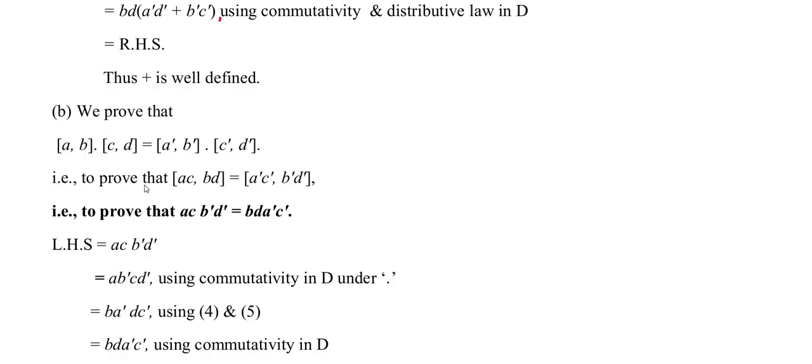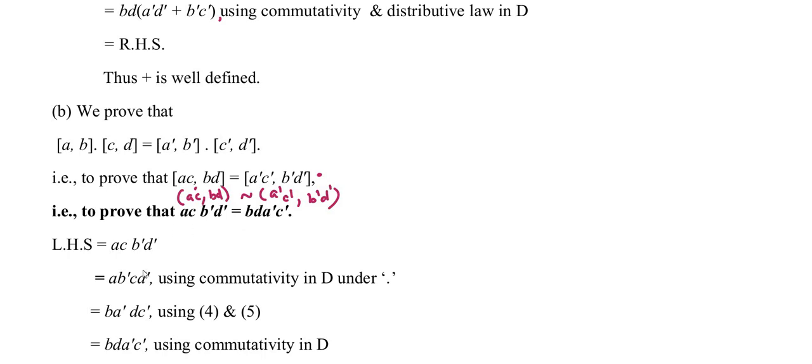So again, as before, classes are equal means the corresponding elements AC, BD must be related to A prime C prime, B prime D prime. Two elements in script M are related provided this into this is equal to this into this. So that is what is written. That is to prove that.